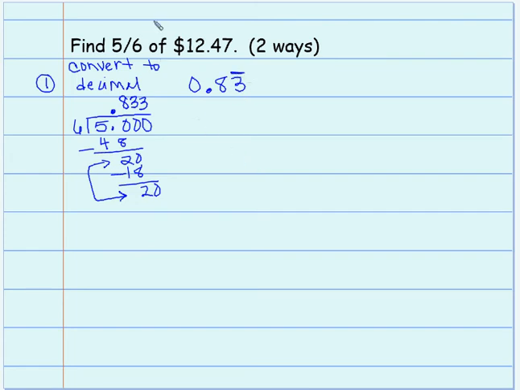Okay, and you know that "of" means to multiply. Now I can't multiply this repeating 3 with 12.47. So you're going to round this number to the hundredths place. So we're actually going to multiply 12.47 times decimal point 83.